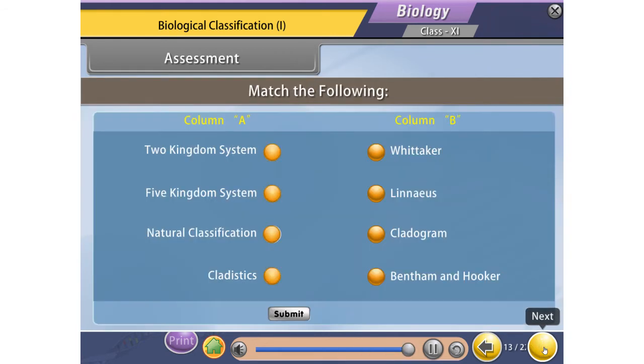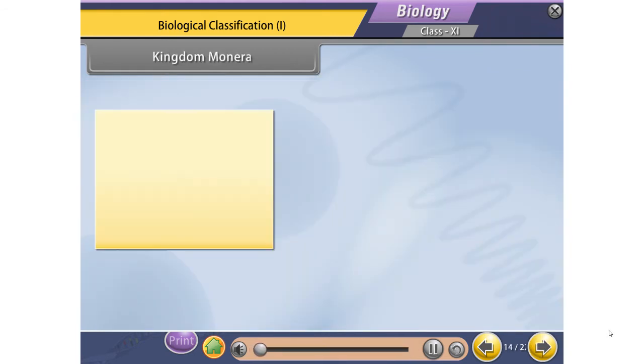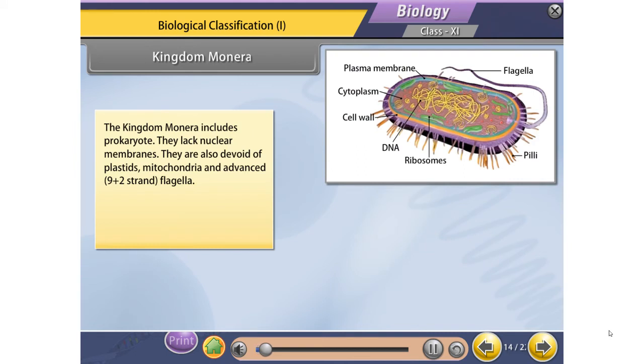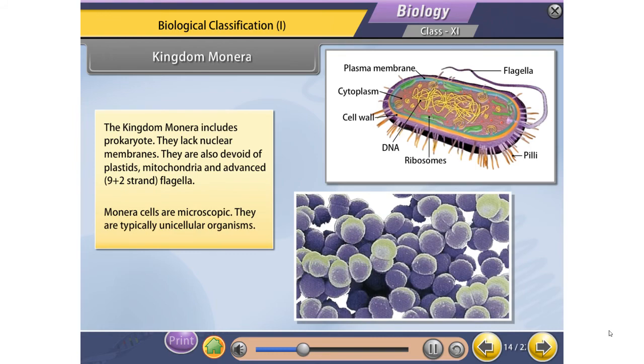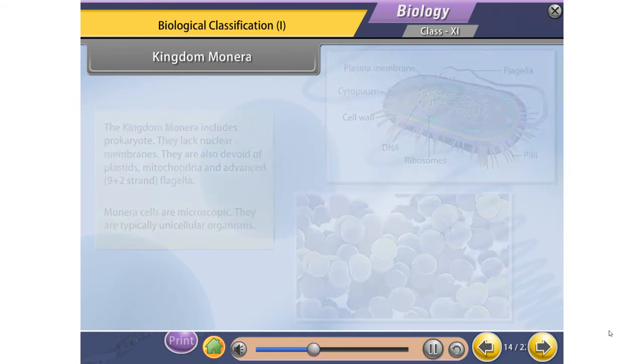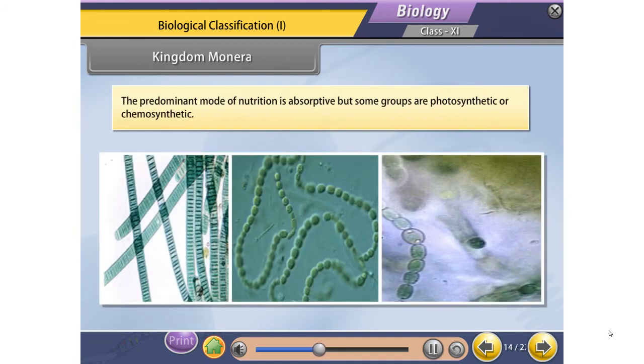Assessment. Kingdom Monera. The kingdom Monera includes prokaryotes. They lack nuclear membranes. They are also devoid of plastids, mitochondria, and advanced 9+2 strand flagella. Monera cells are microscopic. They are typically unicellular organisms. The predominant mode of nutrition is absorptive, but some groups are photosynthetic or chemosynthetic.